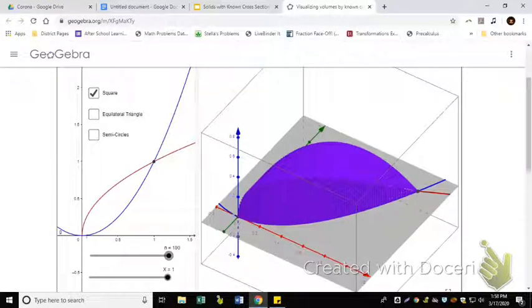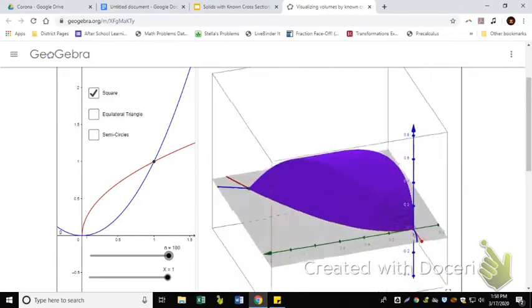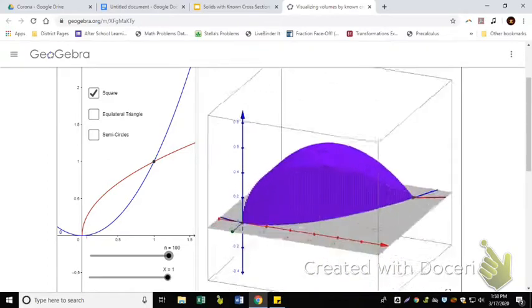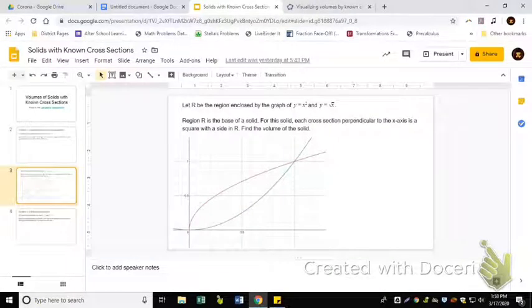So this is what the solid looks like. We can see that again. You can play around with this if you want to understand it. This is what the solid looks like. So keep in mind what we're trying to do now is we're trying to find the volume of this solid.